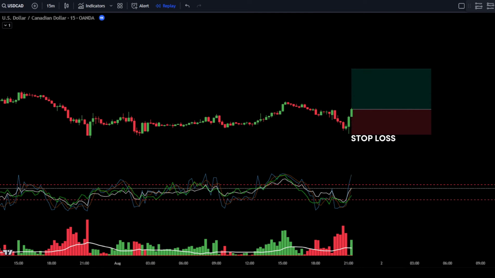Set the stop loss at the latest swing low. Use a take profit target with a 1 to 1.5 risk to reward ratio.